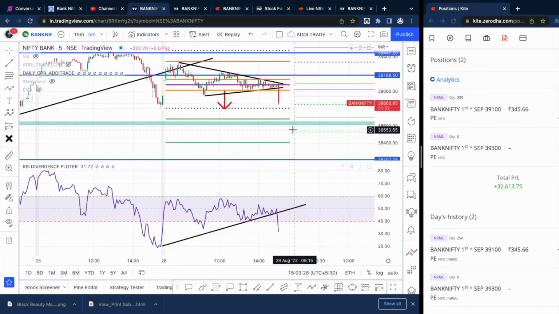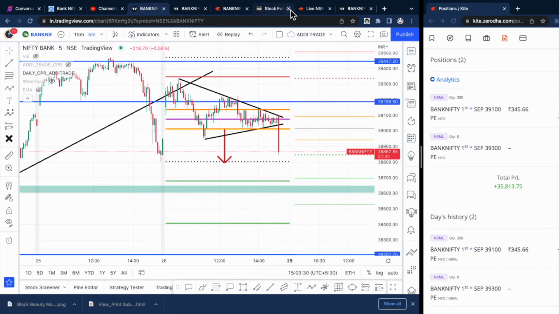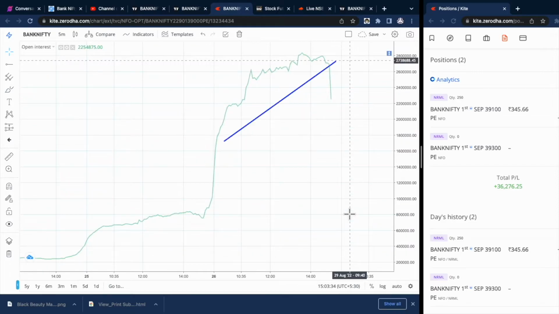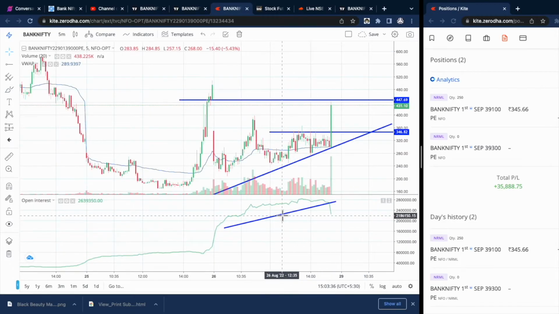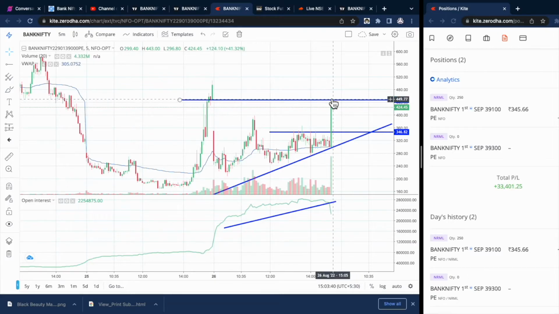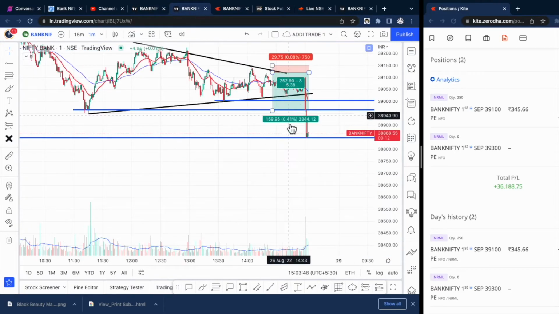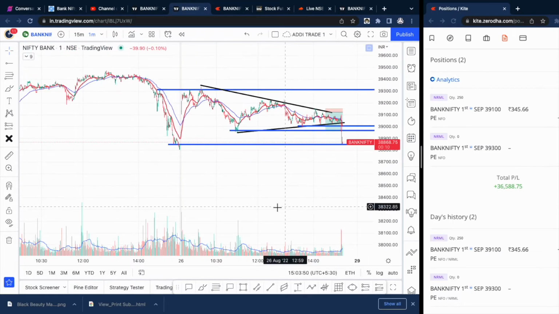See, RSI below 50 on 5 minute and 15 minute, and perfectly this 39,000 PE, the target that I marked on top, perfectly hit. And the reason for marking is the moment the target hits, you can exit, or you can keep a limit order to exit at your target level, right? So the moment it hits, it exits, and that's a good trade. So this is a perfect trade that we had.